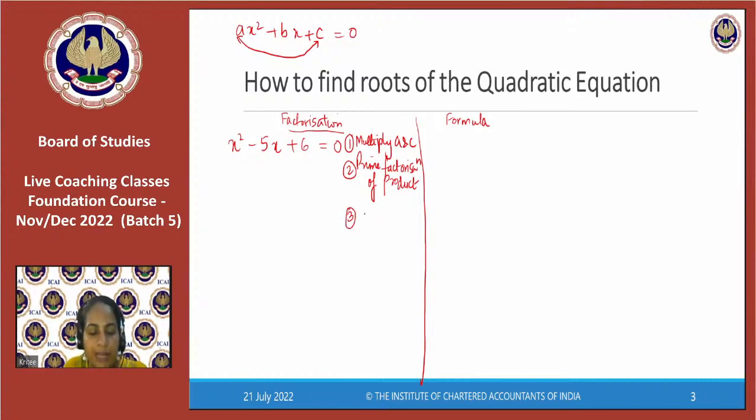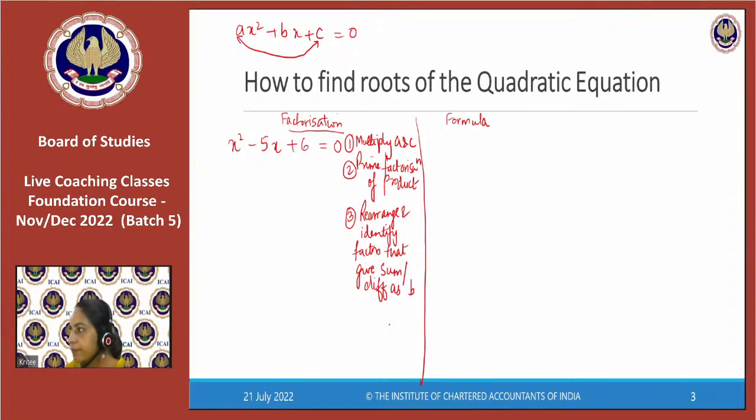Then out of the factors, rearrange and identify factors that give sum or difference as b. This is called splitting the middle term. We will be arranging or identifying the factors that give sum or difference as b. Then just simplify them.